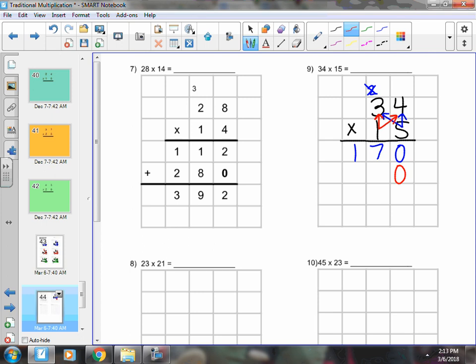All right, so we're going to do 1 times 4 and 1 times 3. 1 times 4 is 4. 1 times 3 is 3. Add it together, and that will be our final answer.